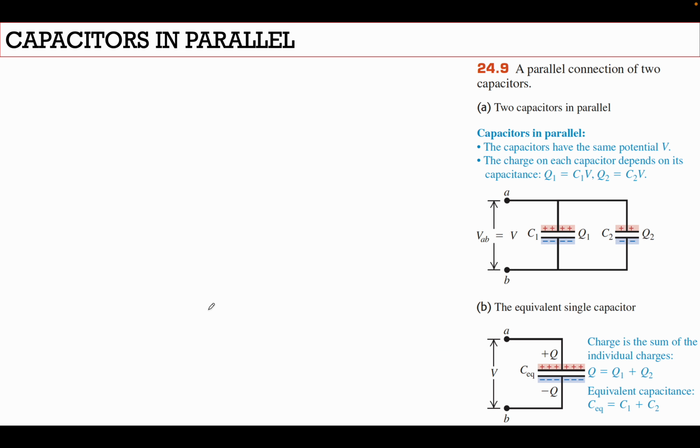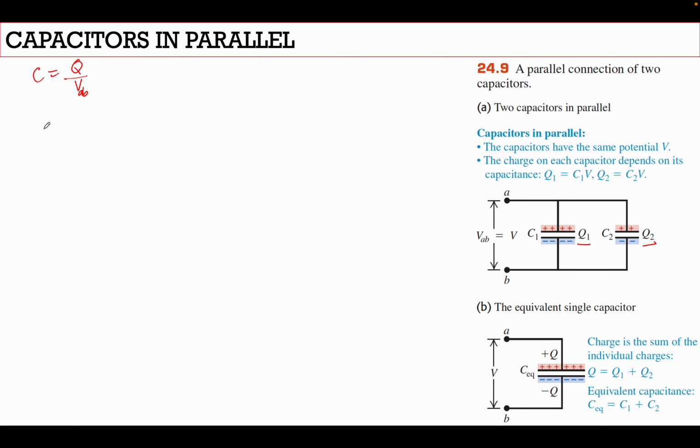And for the capacitors in parallel, we have the figure 24.9. This is an example of a parallel connection between two capacitors, C1 and C2. Okay, so to solve for the capacitors in parallel, again, we have the equation of capacitance is equal to Q over the potential difference, VAB. To solve for the charge, we have here Q1 and Q2.